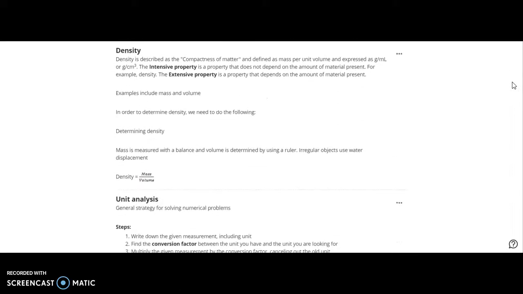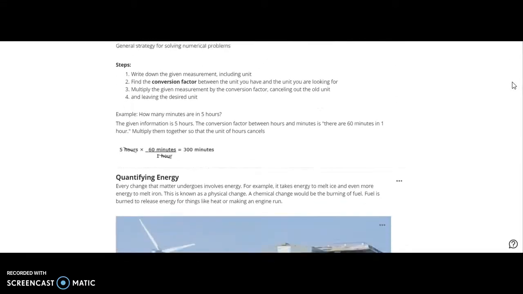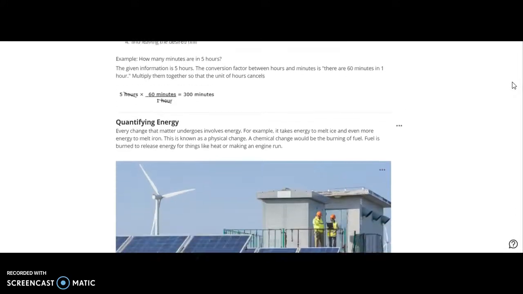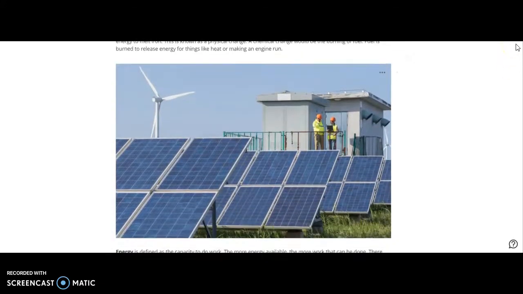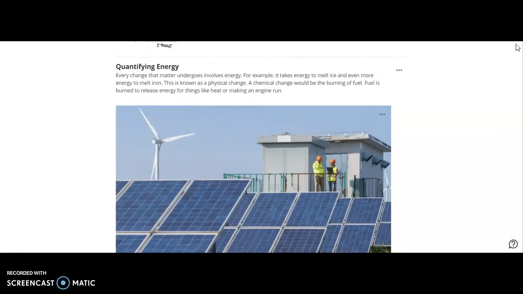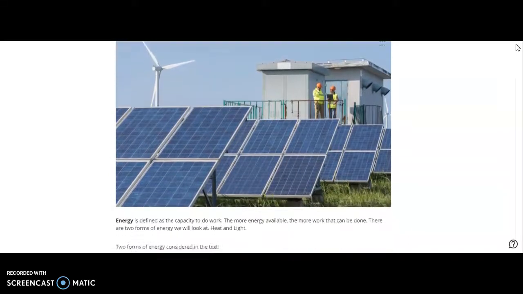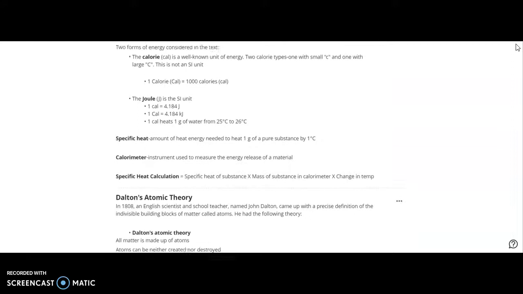Be able to calculate density. Density is the mass divided by the volume. We do some unit analysis. We need to convert things like hours to minutes, grams to milligrams. We need to quantify energy. So we look at how things undergo changes in energy, like melting ice, etc. This involves calories and joules.